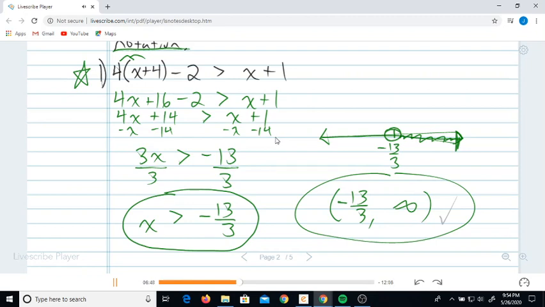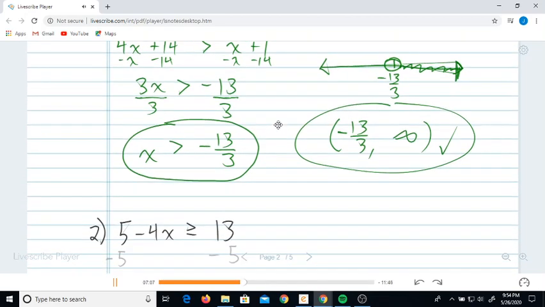One second here. Oh, no, it works. Sorry, I made an arithmetic error. If I plug in 0, that'd be 16 minus 2, which is 14. 14 is indeed greater than 1. So yeah, it works. Sorry, made a mental error there. So let's go ahead and look at the next example.